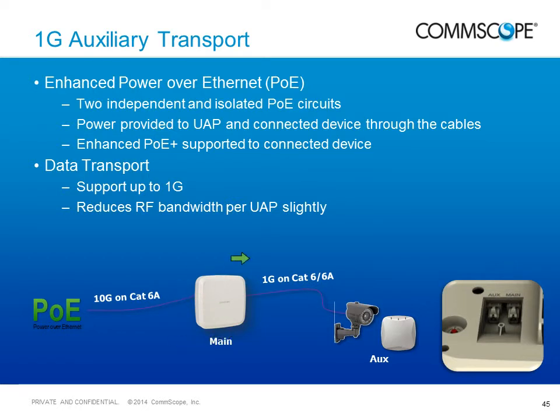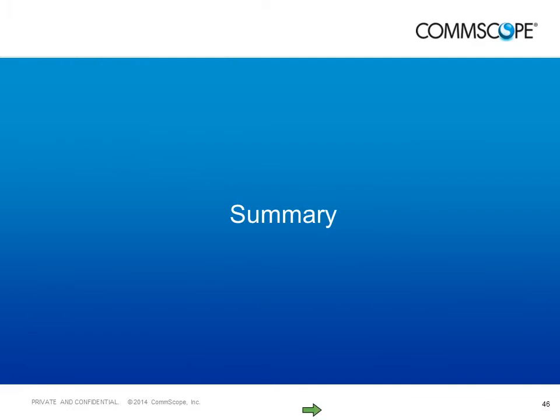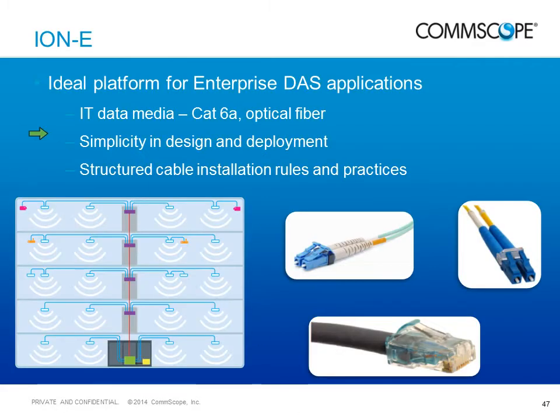I'd like to summarize this presentation. ION-E, we feel, is an ideal platform for enterprise DAS applications. It's based on the IT data media, Cat6a and optical fiber, and that can be either single mode or multi-mode. It is very simple in design and deployment. We don't have to do link budgets, and we don't have to set the gain of the system. The system sets the output power of the UAPs based on the standard and the modulation that it receives. Also, structured cable installation rules and practices apply to ION-E, which makes the installation pool a lot larger and also eliminates the need for PIM testing as part of the installation. Not only PIM testing, but the PIM concerns as far as long-term system performance is concerned, they don't exist.